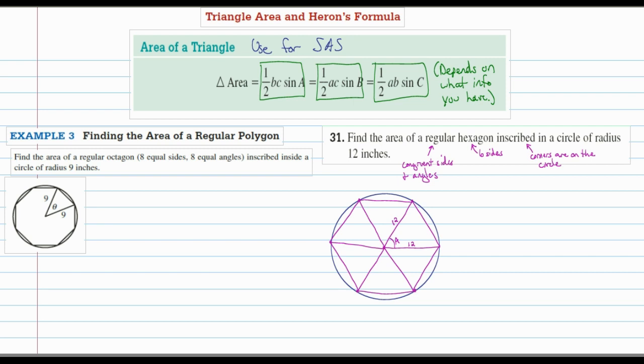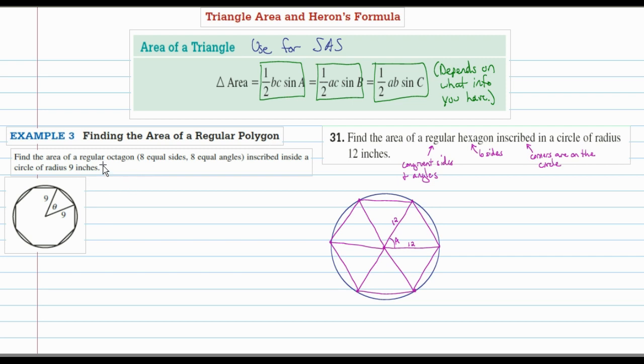Depending on what kind of information you're given, you'll either use the area formula you see here, or Heron's formula, and we'll go on that. We'll show you that in example 4, and by we I mean me. Example 3, finding the area of a regular polygon.